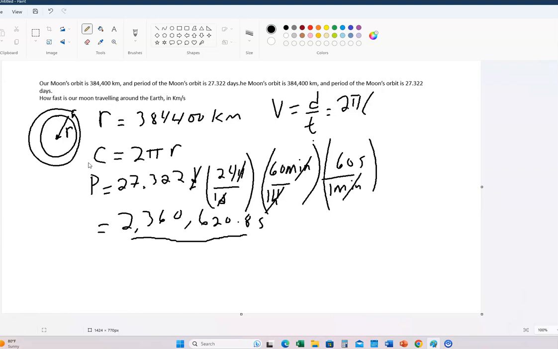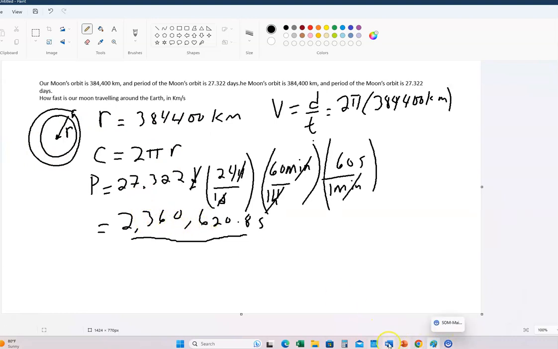times the distance, which we already know. It says the radius, but it's a radius in terms of the distance from the center of the circle, being the center of the Earth. So it's 384,400 kilometers. We're going to multiply that, and then divide that by our period.